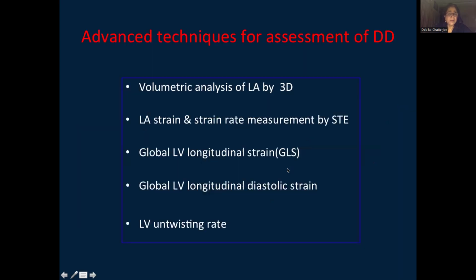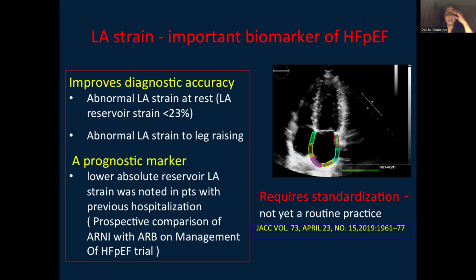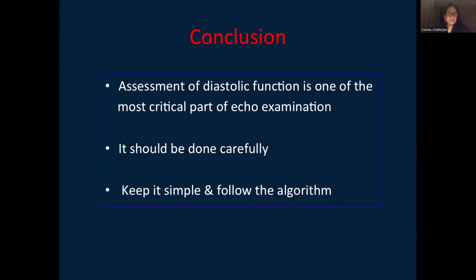Now these are the methods we use, and there are certain advanced techniques for assessment of diastolic dysfunction, where we do the LA strain. LA strain is an important biomarker of HFpEF. It improves the diagnostic accuracy. It is a good prognostic marker. We look at the reservoir strain. However, at your level, these are taught in the advanced course, so you will learn them during the advanced course.